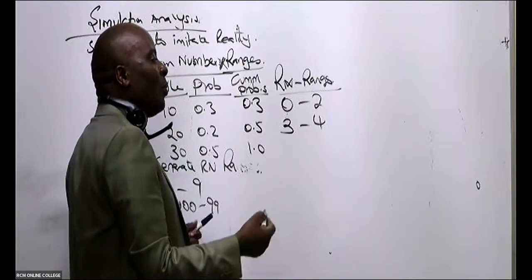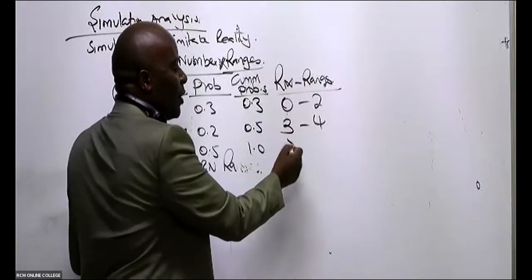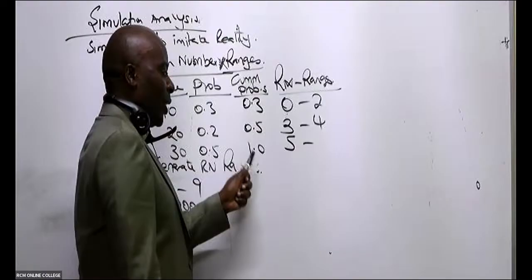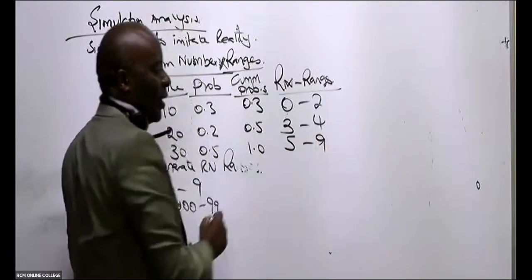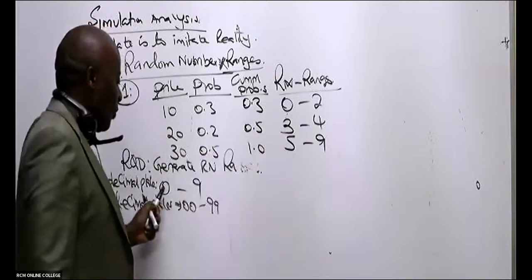Then you take on the next class. The next class begins from the next number after 4 on the number line, which is 5, all the way to 10, taking this as if it is 10. So 10 minus 1 gives 9. You see, it's running from 0 to 9.